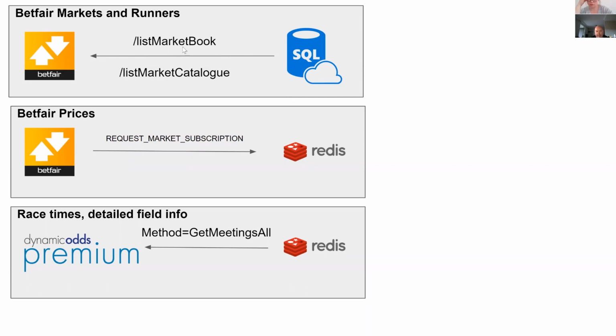You'll call list market book and list market book catalog to get the actual event IDs, store them in some persistent store, request a market subscription from Betfair on those market IDs, store it in something like Redis, and then for me, I use dynamic odds for my program data too. And so I can just go there.